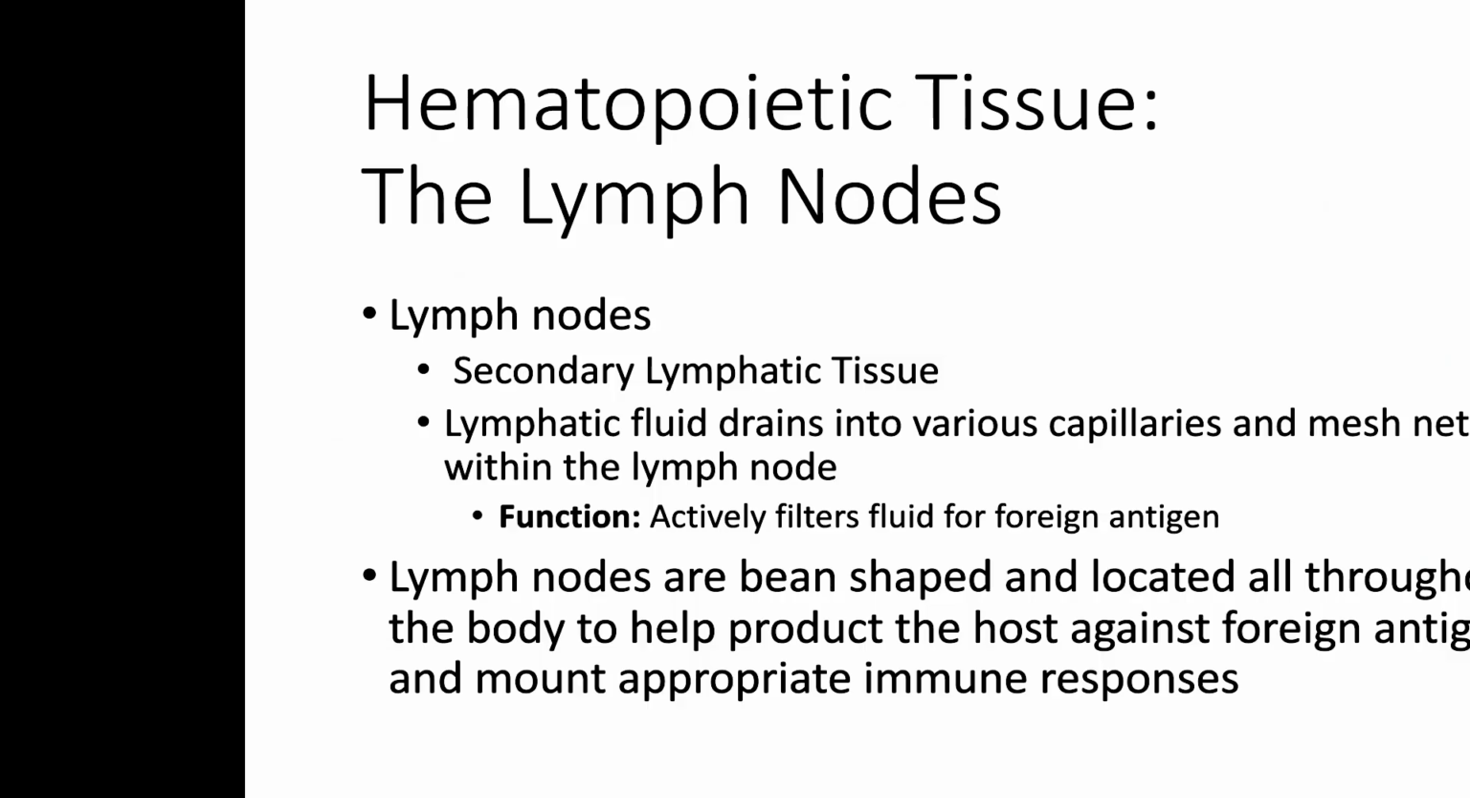The lymph nodes are your secondary lymphatic tissue. This is where that lymphatic fluid that I was talking about earlier drains into, and its job is to actively filter out foreign antigens. The lymph nodes are generally bean-shaped and found throughout the body. That way, they'll help protect you against foreign antigens and help mount appropriate immune responses.